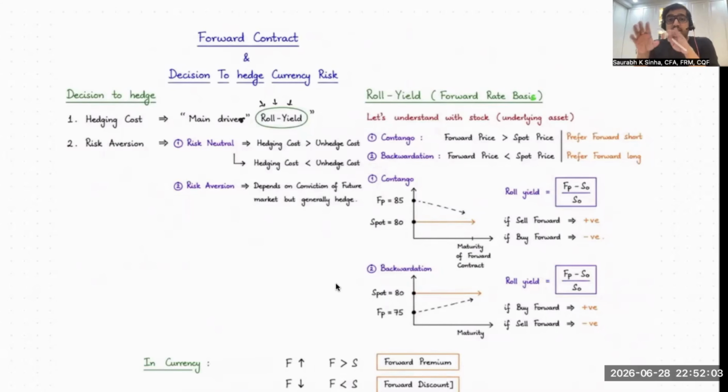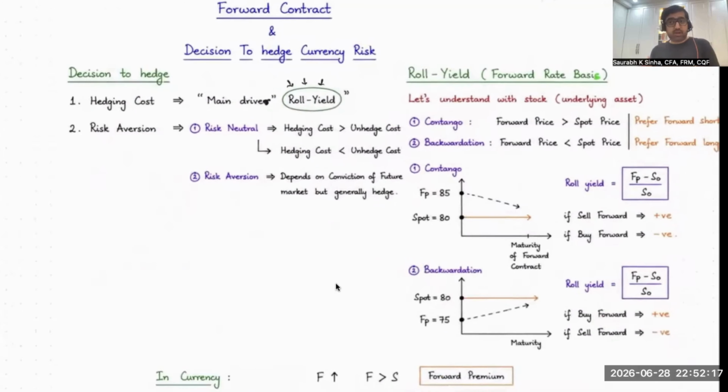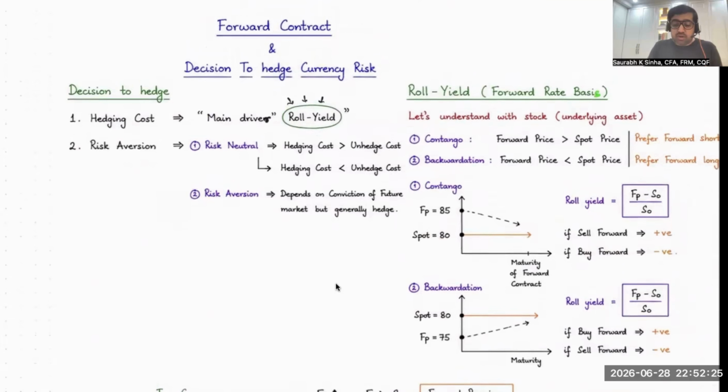And today we'll discuss whether we need to hedge our currency risk or not in the space of forward contract. Yes, in the last session we discussed how to hedge the currency risk with the help of option contract. But today we're going to discuss how to hedge currency risk in the case of forward contract. Do we need to hedge or should we not hedge, right?